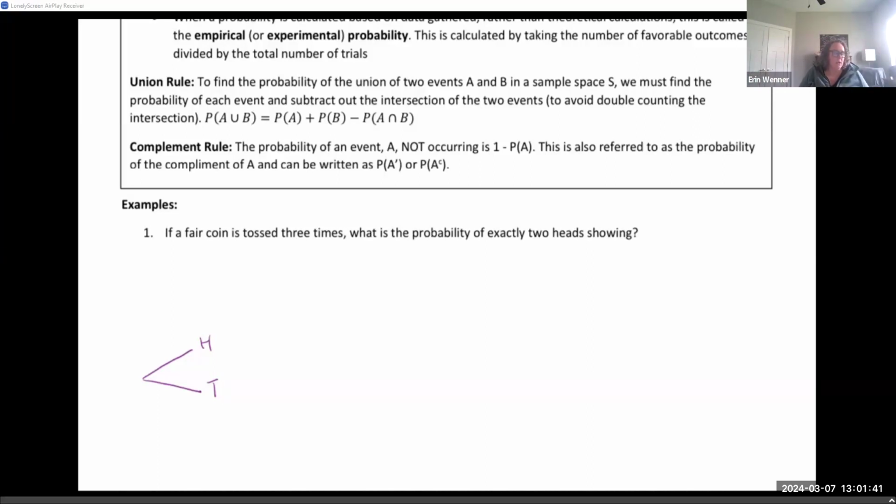Okay, so again, we're saying fair coin. That term is important because that does indicate to us that they have even probabilities, right? If it was a weighted coin, that would mean something different. But right now we're talking about fair coins, which means it's either heads or tails.